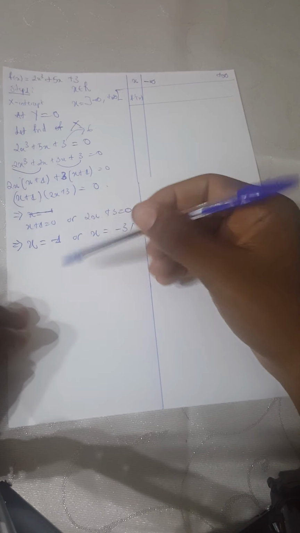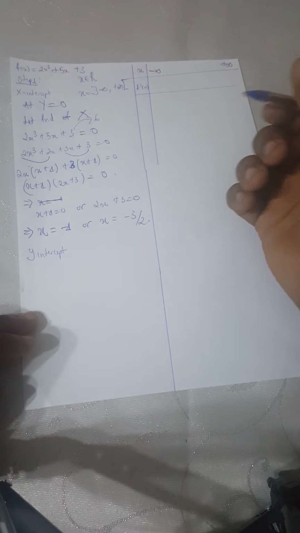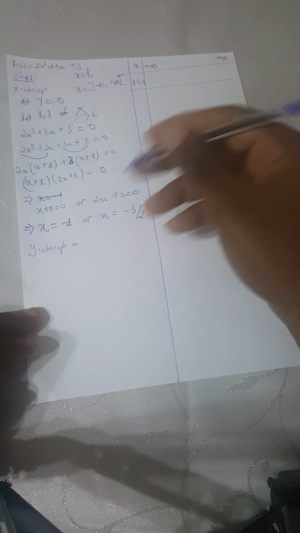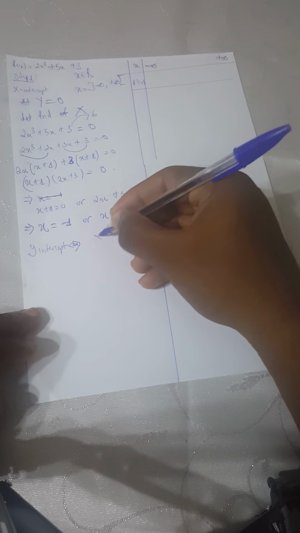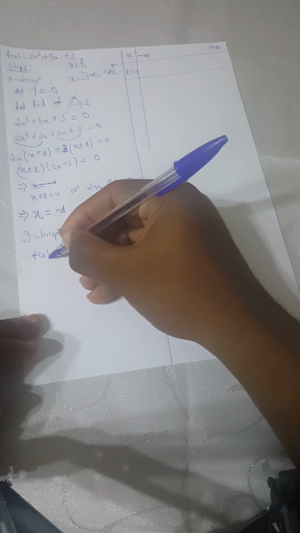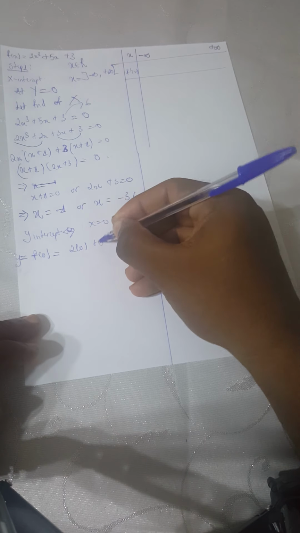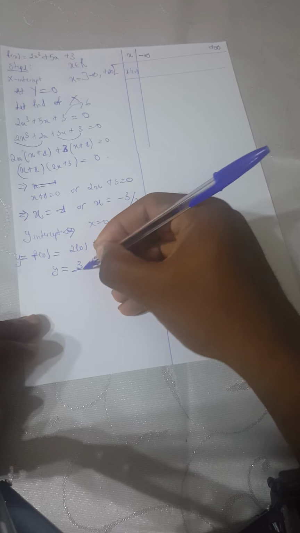In order for me to draw this curve, the next thing I need to find is the y-intercept, even though the y-intercept is not as necessary here. The y-intercept is the y point where x is equal to 0. Now, when I substitute x equals 0 there, f of 0 will give me the y-intercept. So it will be equal to 2 into 0 plus 5 into 0 plus 3. So the y-intercept is equal to 3.